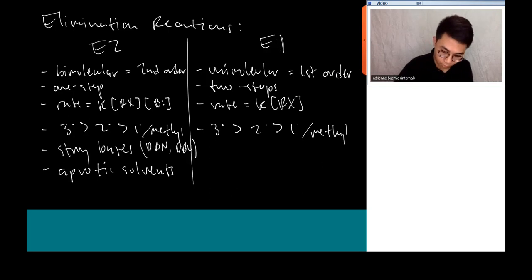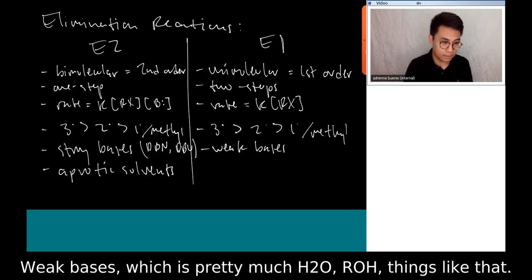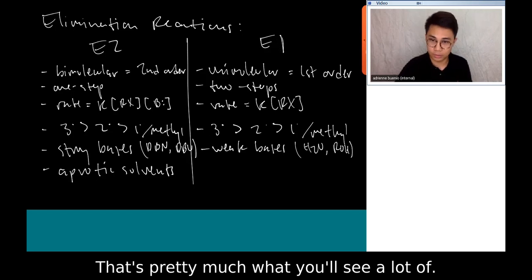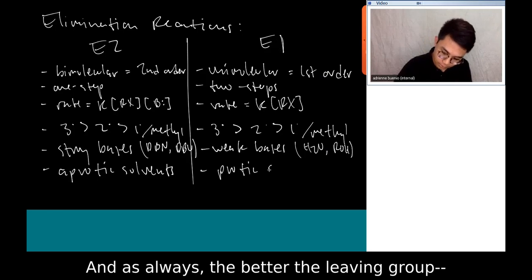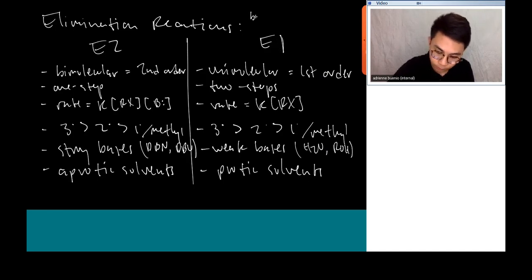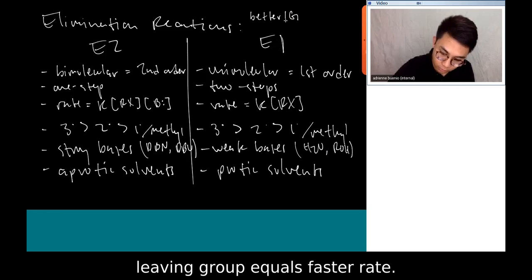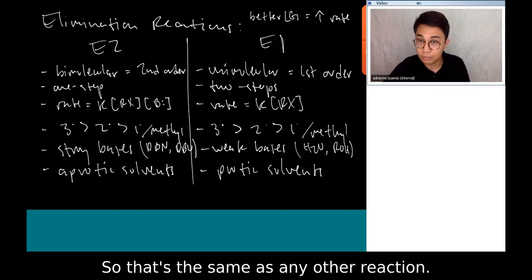Now, weak bases, which is pretty much H2O, ROH, things like that. That's pretty much what you'll see a lot of. And then again, protic solvents. And as always, the better the leaving group, the faster the rate. So that's the same as any other reaction.